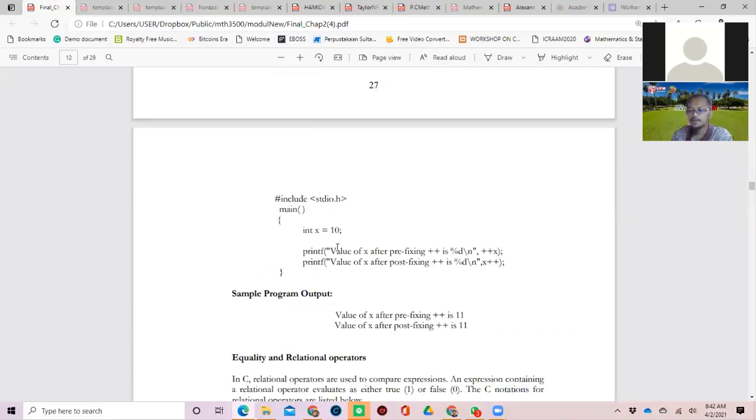Look at the next example, which is quite tricky. If you initialize the value x as 10, then here there are two print statements. First, the value of x after prefixing plus plus, that is plus plus x. Since plus plus is pre, what is the value of plus plus x? x is 10. Plus plus 10 is, what is plus plus 10?